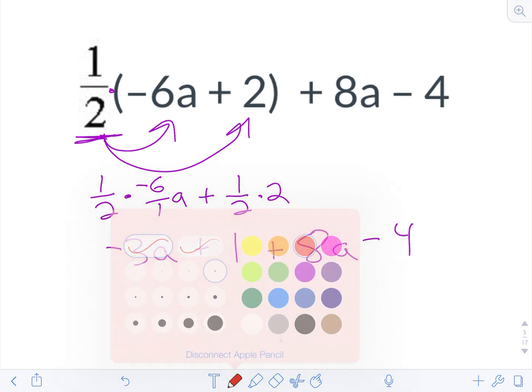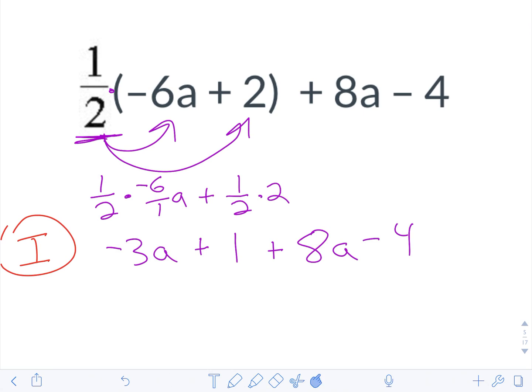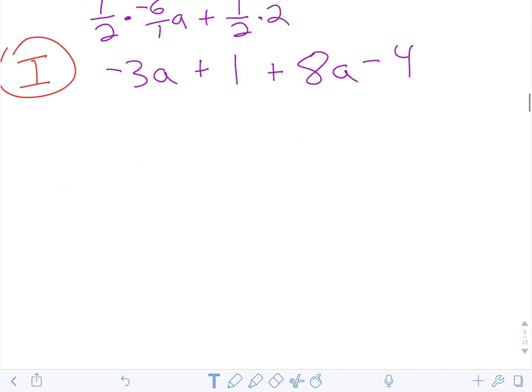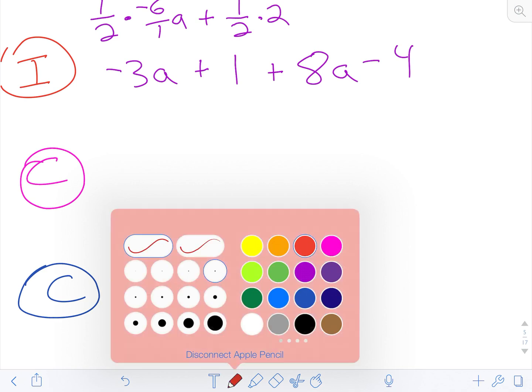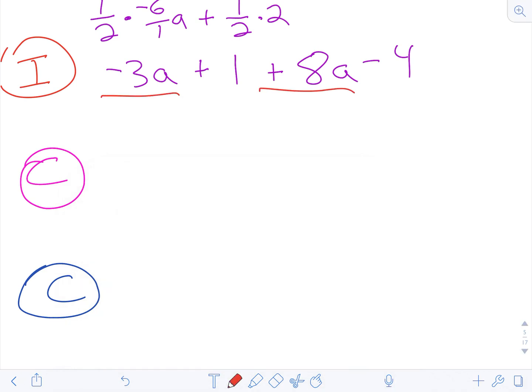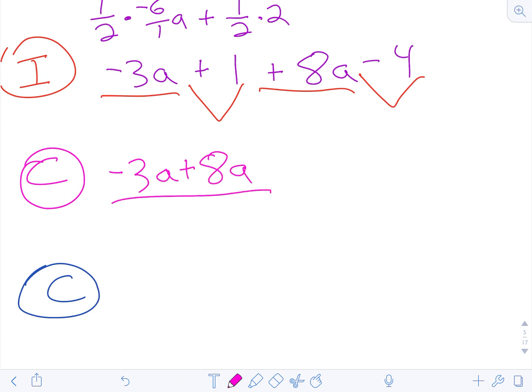Okay. Now remember, you down with the I, C. Yeah, you know me. First step, identify. Negative 3a plus 8a. Then a plus 1 and a minus 4. Now let's collect. Negative 3a plus 8a goes together. And then a 1 minus 4 also goes together.